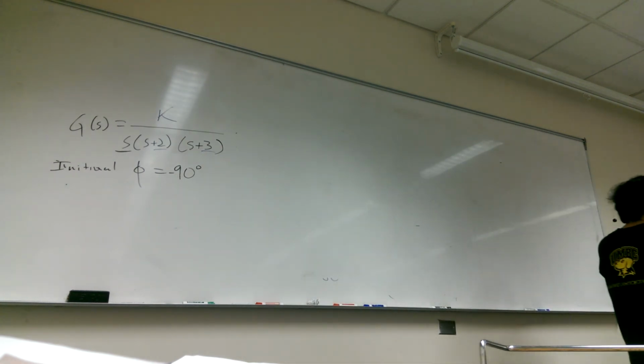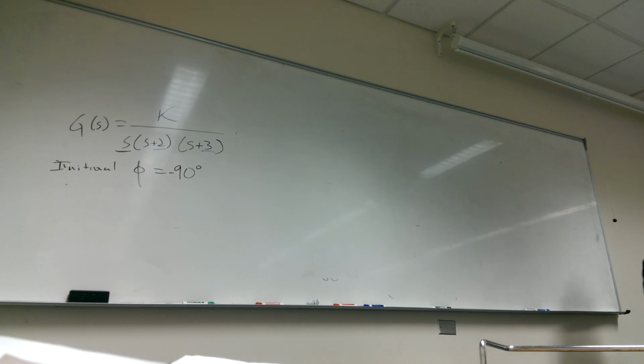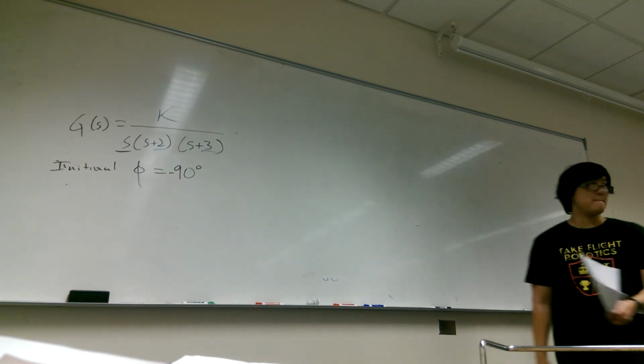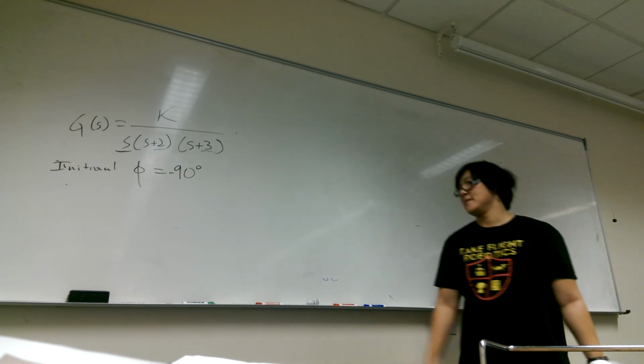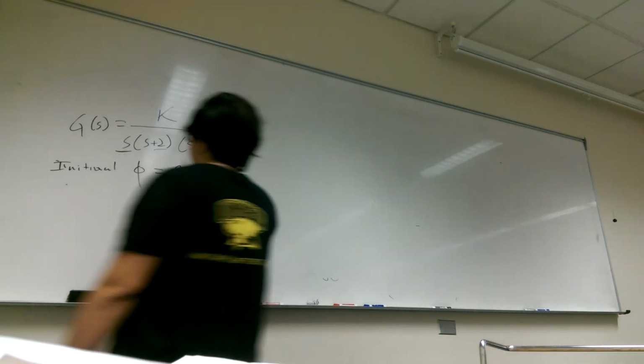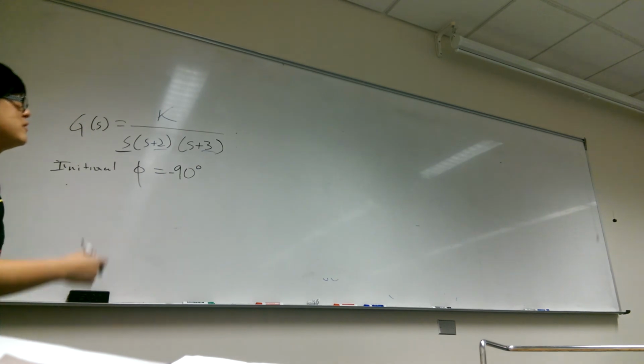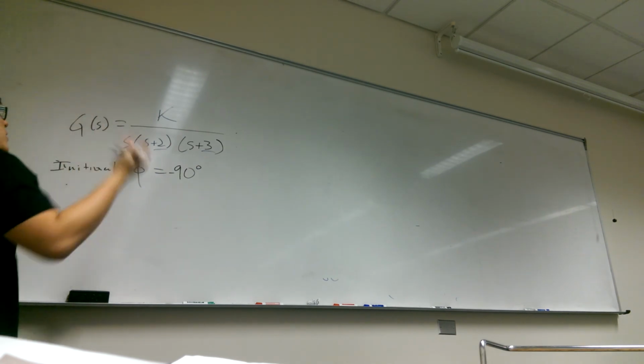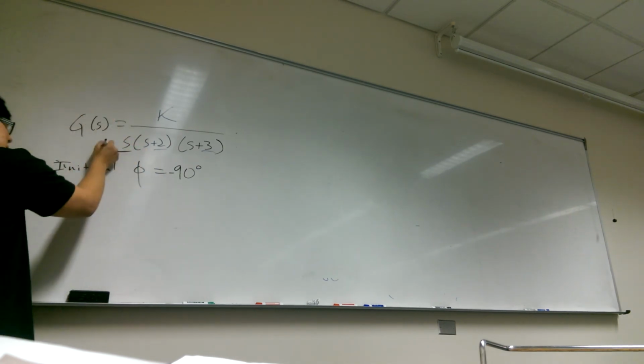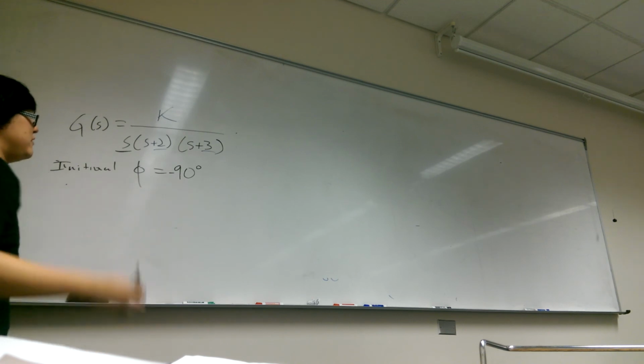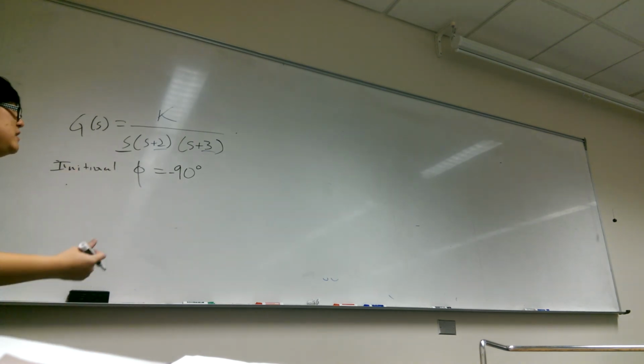Question. What if there was no s in the denominator, so it was just s plus 2 and s plus 3? Where would you start there? If there's nothing at the origin, then you just start at 0. If you have no poles or zeros at the origin, you start at 0. If you have a pole at the origin, it's -90. If it was a zero at the origin, it's positive 90.